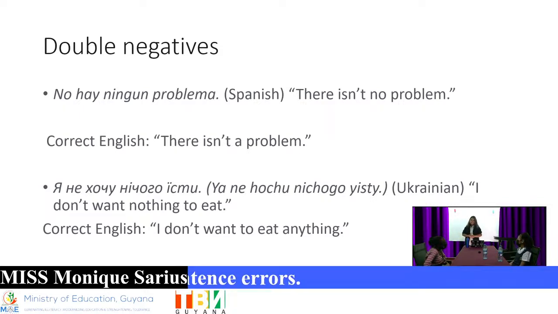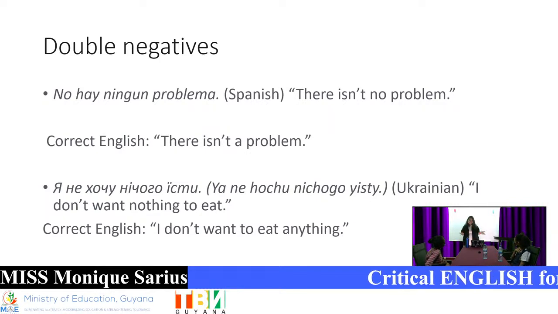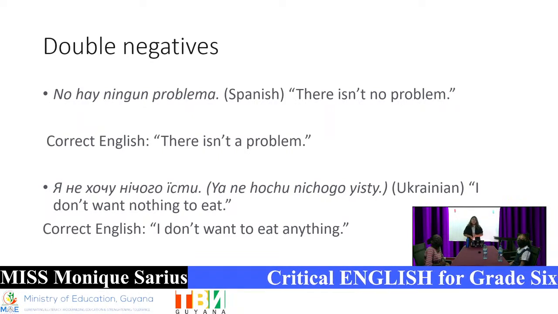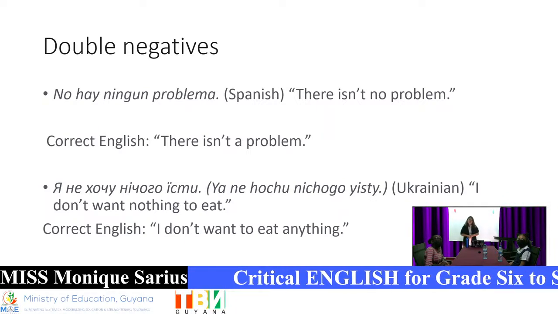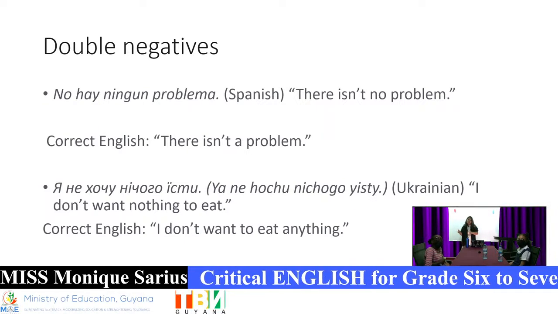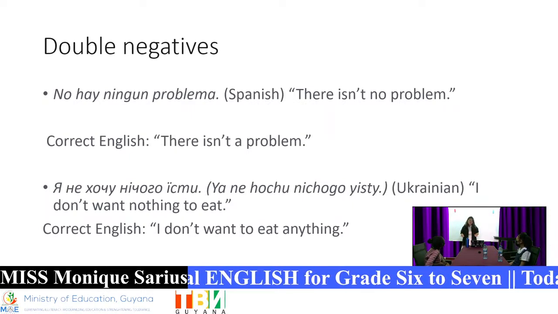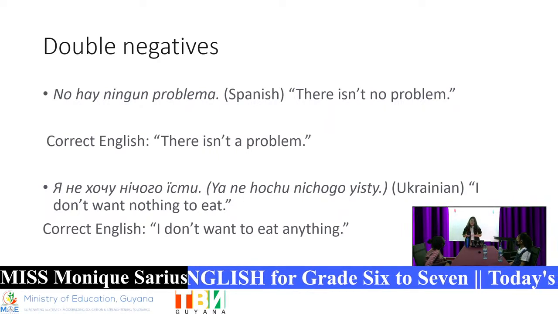Confusing? There isn't no problem. Do we have a problem? Do we not have a problem? It means that we have a problem, right? So that's confusing. If we say there isn't no problem, let's look at the correct way of saying this exact thing. There isn't a problem. So when you say there isn't no problem, you have two negatives operating there, and that makes it a bit confusing, right? There isn't no problem.